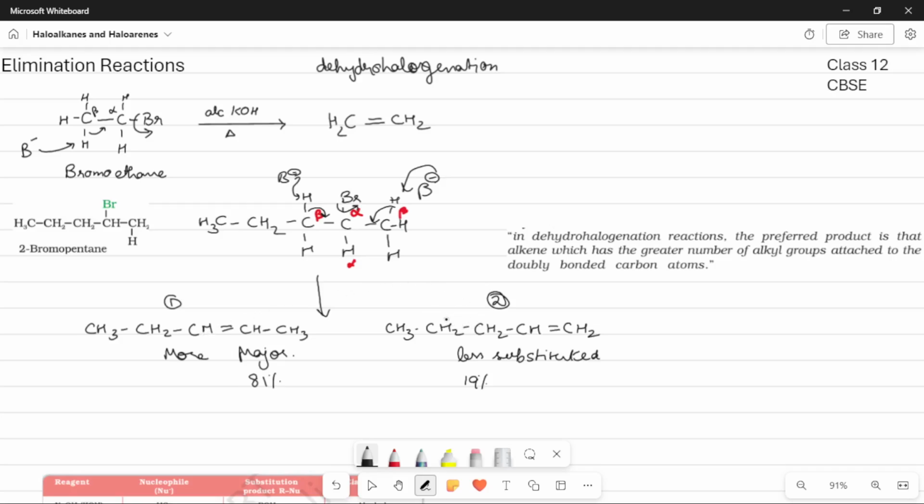That does not mean we don't get any of these molecules at all. We will have some amount of the 1-pentene formed, but we prefer to have the major product, which is the 2-pentene. Okay, that makes sense.